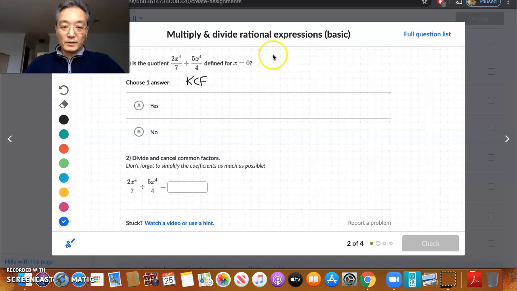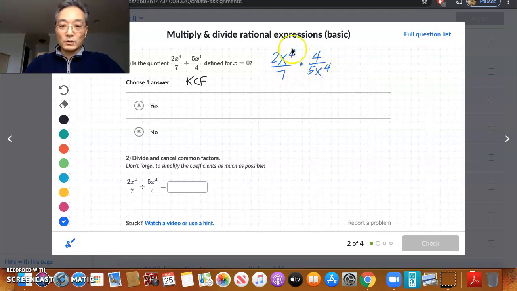Using keep, change, flip, we're going to get the following. Let me use blue here. So 2x to the 4th over 7 times, keep the first, change the division to multiplication, and flip the second, so we have 4 over 5x to the 4th. And again, we use that process of factoring, canceling, and multiplying across.